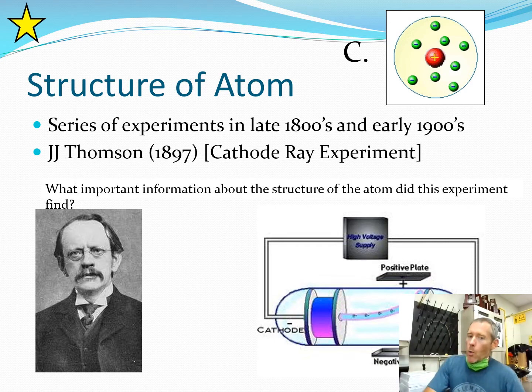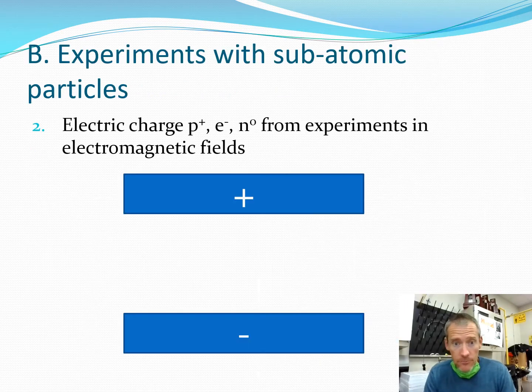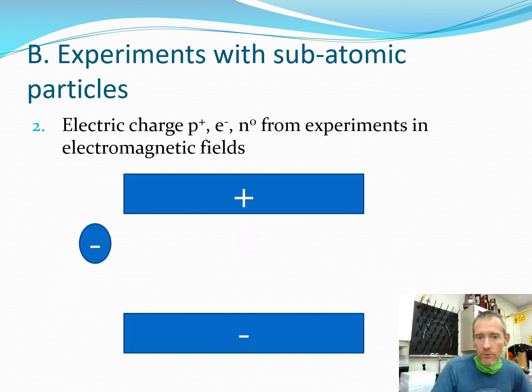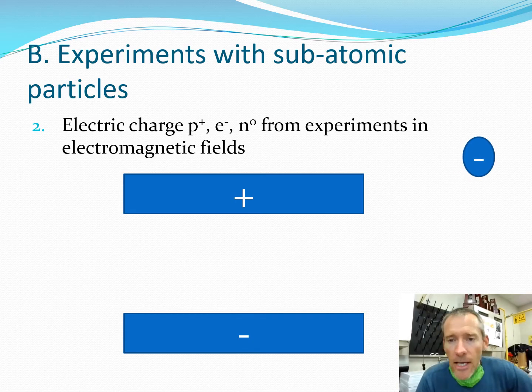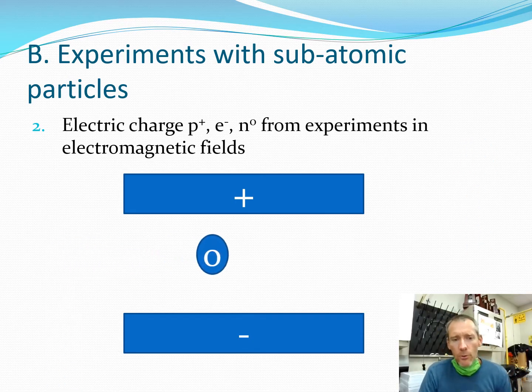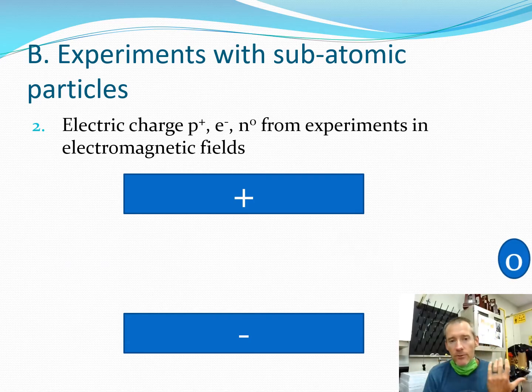What's so important about his experiment is that we knew that there were charged particles within atoms, and specifically the electron. So you can see here we have positive and negative fields, and if we shoot a positive particle through, it will deflect towards the negative, and a negative will deflect towards the positive, and the neutron, which is neutral, will just go straight through because it's not going to be affected by any magnetic field.